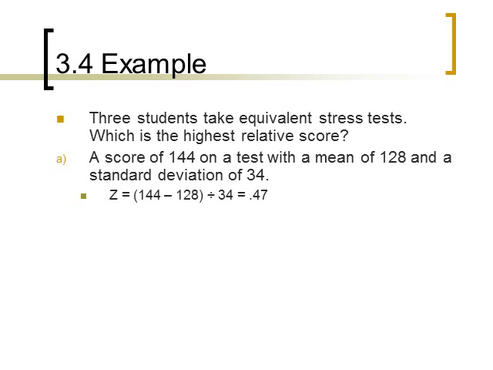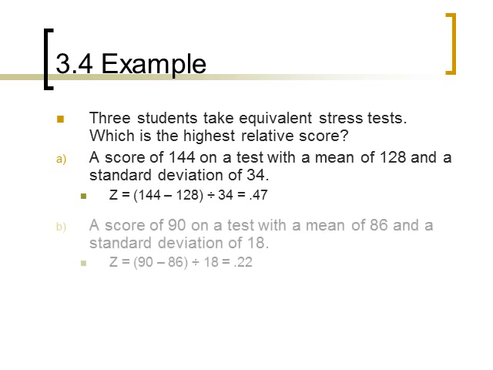What we want to do first when we're asked to determine who has the highest relative score is the z-score conversion. So for this student, it's 144, his score, minus the mean, 128. Notice that's in parentheses, so if you're using your calculator to type this in one step, you do need to put that in parentheses. Then we divide by the standard deviation, which is 34. We get that this student had a z-score of 0.47.